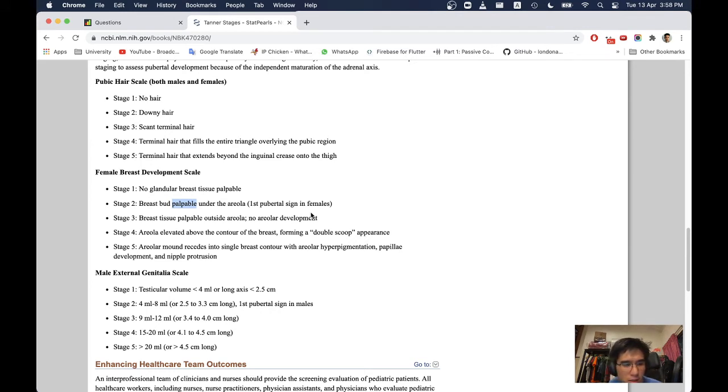Stage 1, male external genitalia, is testicular volume of less than 4 ml. Long axis less than 2.5 cm. Stage 2, 2.5 to 3.3 cm long.